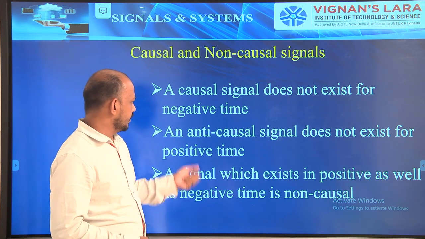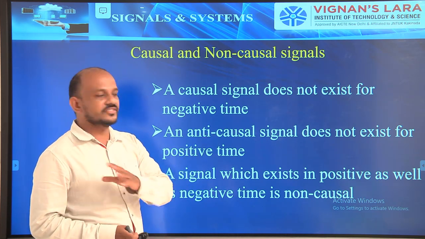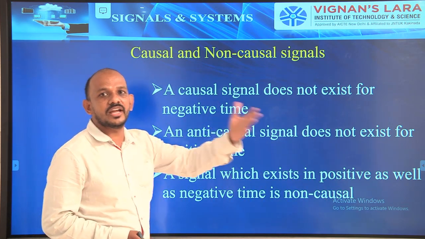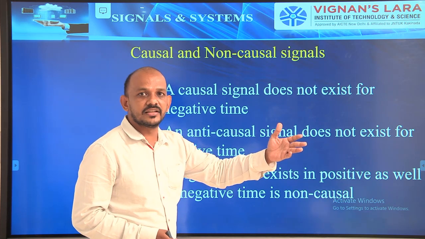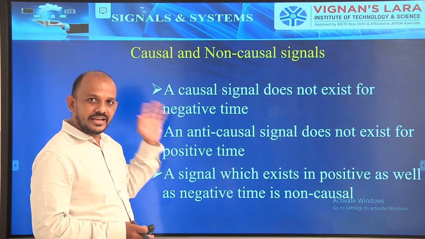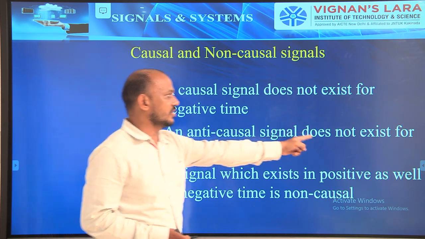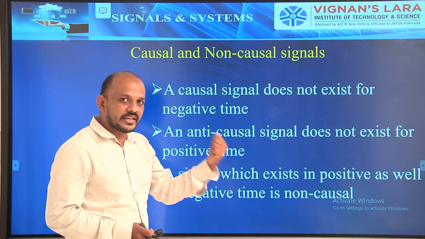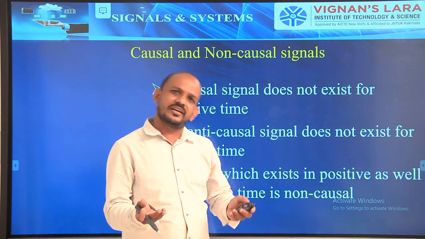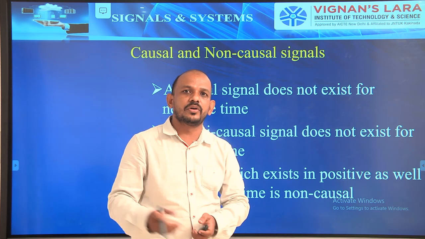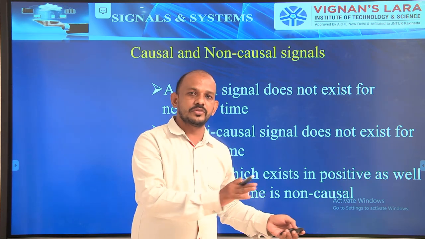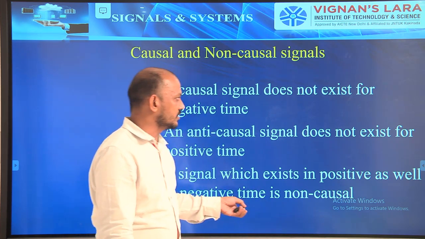In the same way, an anti-causal signal does not have any signal for positive time. It is present only on the left side. So an anti-causal signal does not exist for positive time; it exists only in negative time. Next, a signal which exists in both positive as well as negative time is called non-causal.